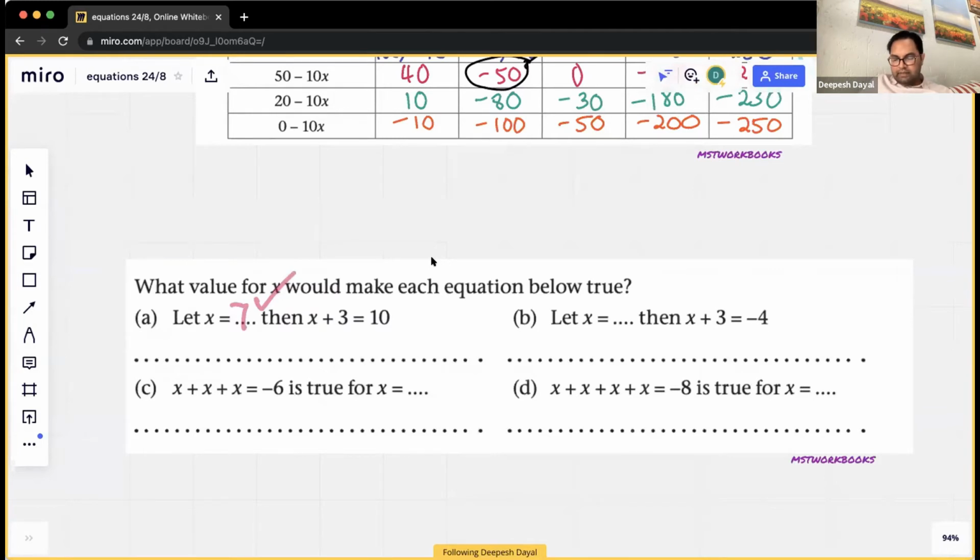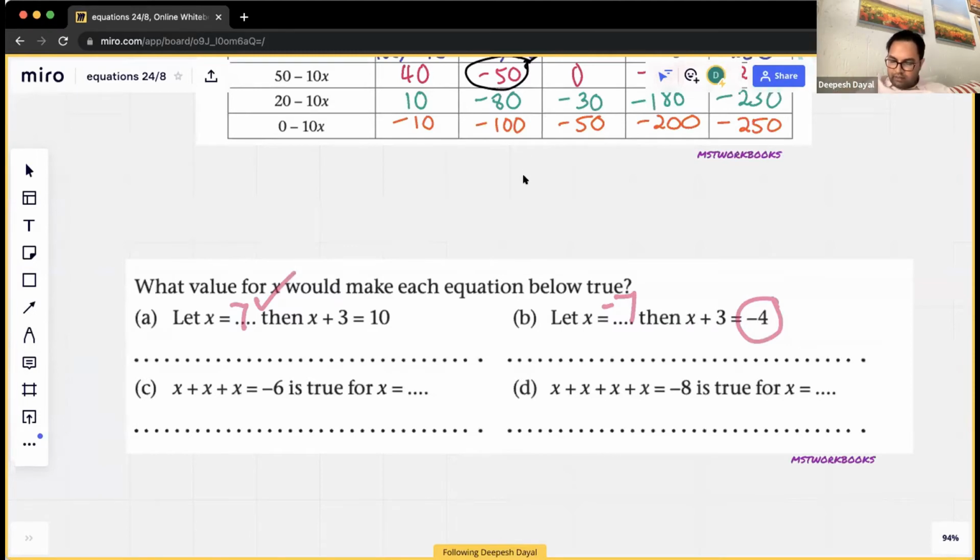It's minus 7. Minus 7 plus 3 is minus 4, because in order to get a negative, we need to have a negative number. So it's minus 7 plus 3 is minus 4. Does that make sense? Yes, sir. No, sir, it doesn't, sir.